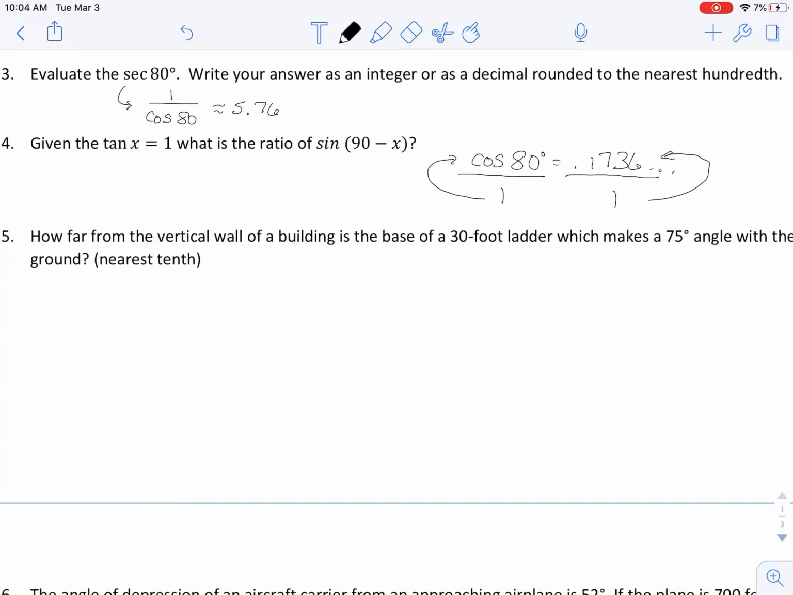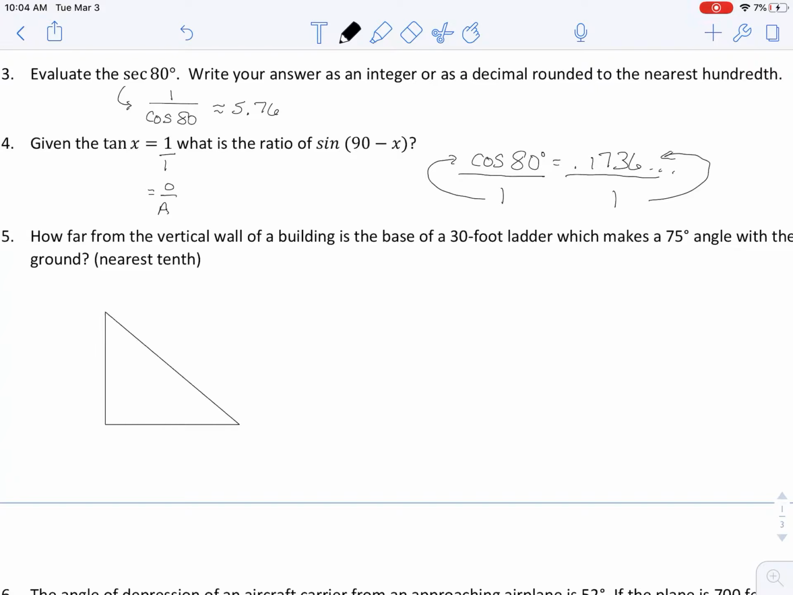So the number 4, I'm going to do my work down here for number 4. It says, given that tangent of x is 1, I'm going to pause right here. First of all, I'm going to put it into a fraction, and I'm also going to remind myself that tangent is always the opposite leg over the adjacent leg.